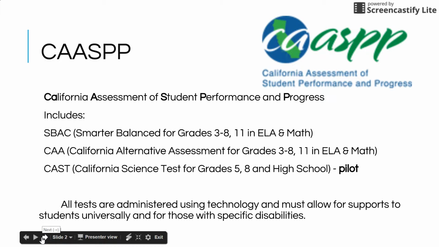We want to make sure the standardization of supports are provided statewide and across all our schools. As a state, this is very important because they increase the accuracy and validity of the test results.